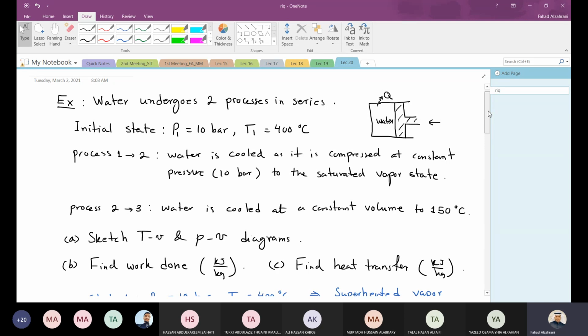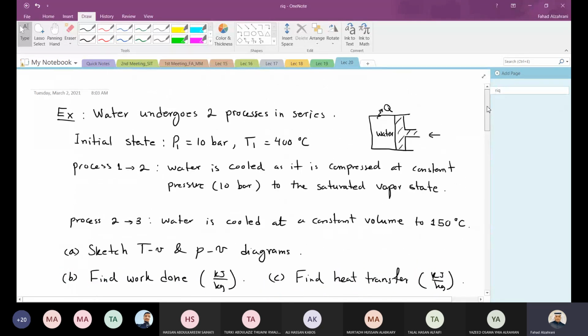The initial state of this water is superheated vapor at 10 bar and 400 degrees Celsius. It goes through process 1 to 2, which is a cooling at constant pressure. So it is compressed at constant pressure while it is cooling until the second state, which is the saturated vapor state. Then from state 2 to 3, the second process, we continue cooling the water but at a constant volume until the final temperature becomes 150 degrees Celsius.